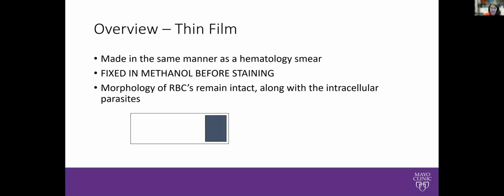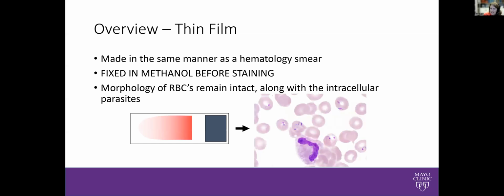So again, with my little cartoon schematic, the blood is smeared in a thin film, and your result is that you could see intact red blood cells. There's a white blood cell. And then here we have our red blood cells with nice thin rings of Plasmodium falciparum inside of them. We'll talk about the different features of differentiating the species in a little bit.